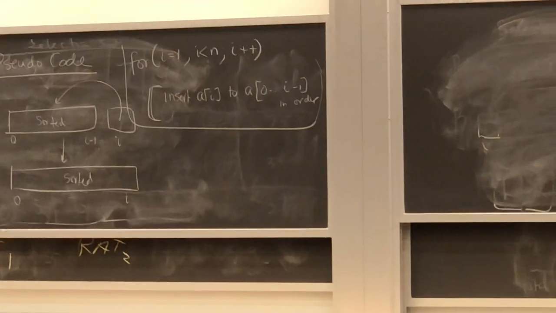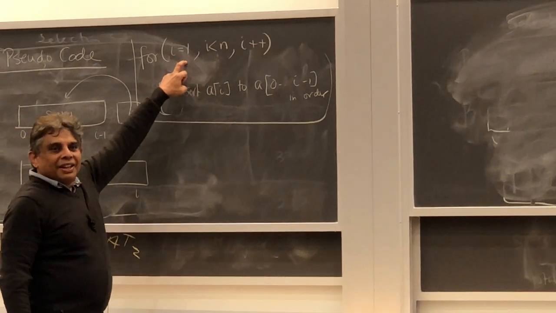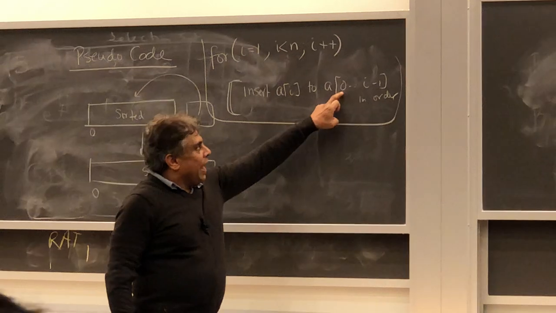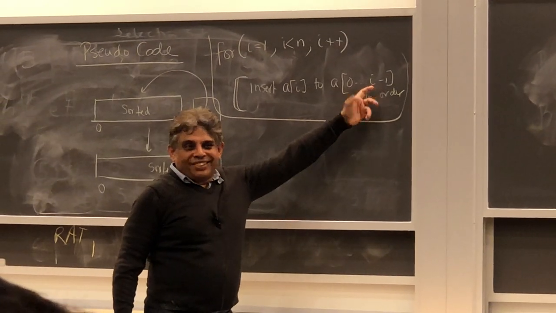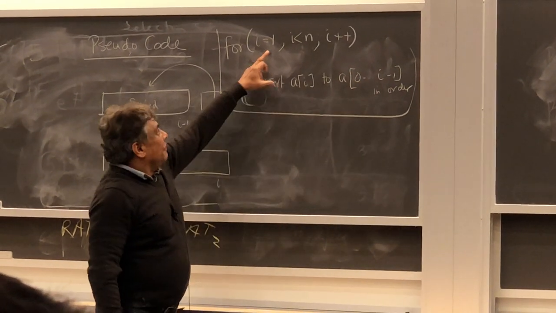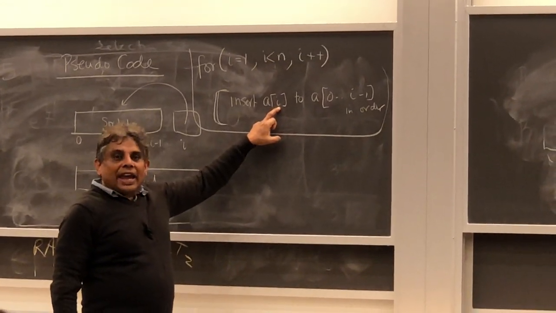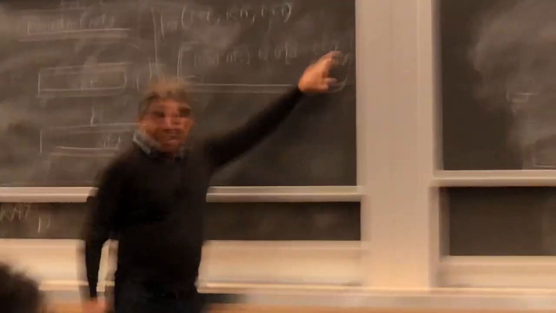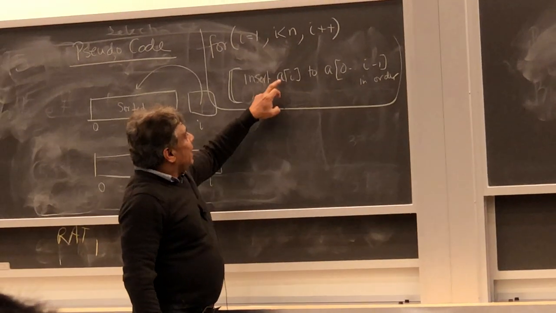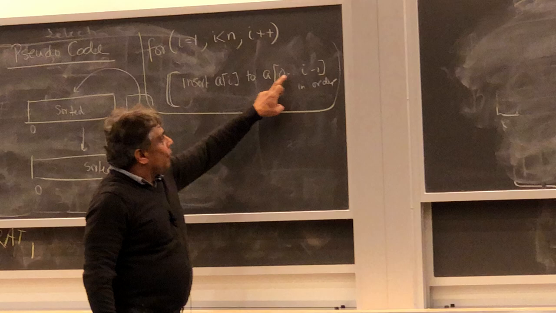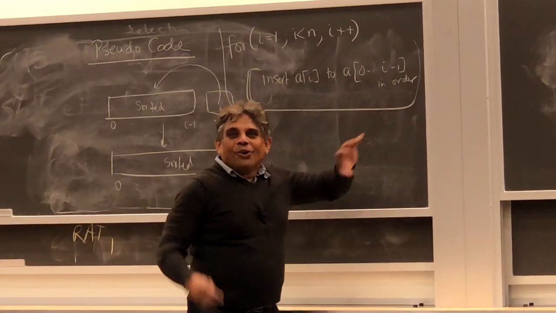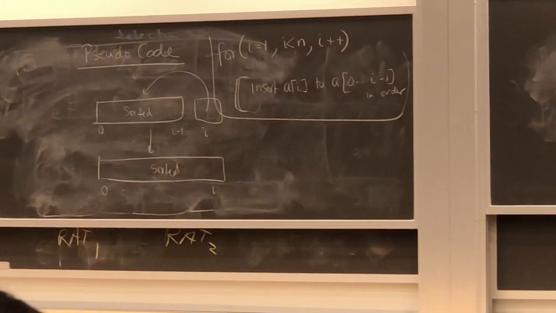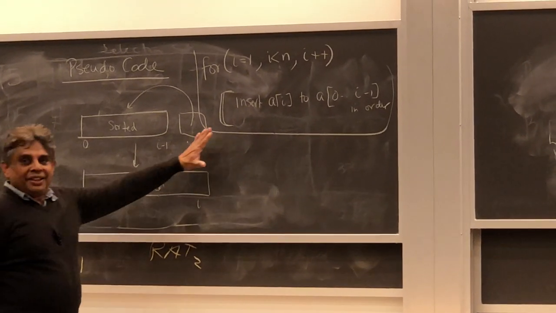All right, so think about this. If i equals 1, then what I'm trying to do is insert A1 into A[0 to 0], right? If i is 1, this is just a single element. If i equals 2, I will insert A2 into [0 to 2 minus 1], which is [0, 1]. If i equals 3, I will insert A3 into [0 to 2]. So everything I described there as a procedure is now captured using notation here.